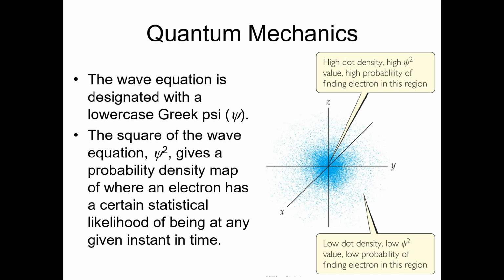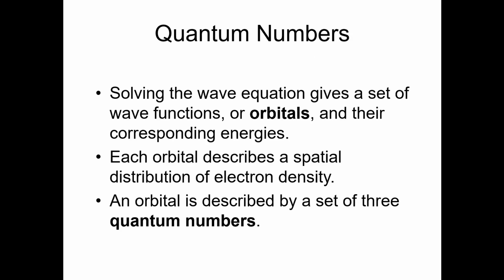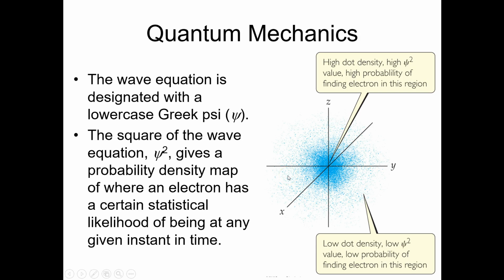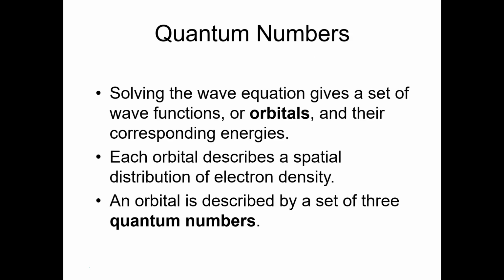So on a practical level, what does this mean for ordinary chemistry geeks like you and me? Solving the wave equation gives a bunch of wave functions, or orbitals, and their corresponding energies. Each orbital describes a spatial distribution of electron density. This is actually a picture of what's called an s orbital because it's spherical. It also gives you the probability of where you might find the electron at any given time in that orbital. An orbital is described by a set of 3 quantum numbers. So I'm going to quickly go through the quantum numbers, and then that will be the end of this video.